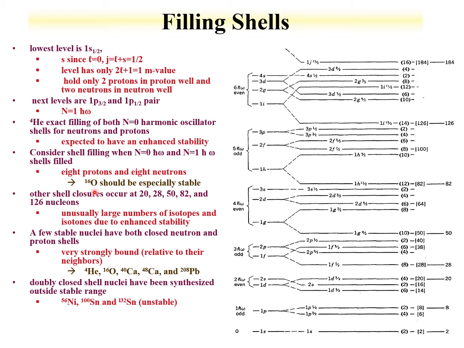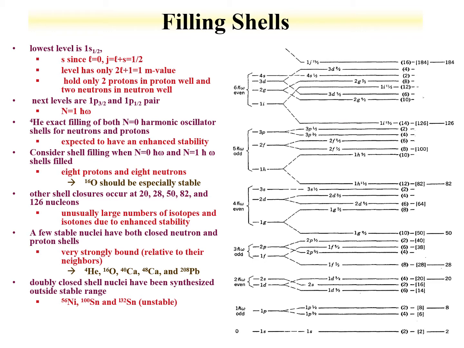So something where I have 8 protons and 8 neutrons, which would describe oxygen-16, should be especially stable from the nuclear component. We see the other shell closures at 20, 28, 50, 82, 126, and then 184. These enhanced abilities from the magic numbers correlate with these gaps in the shells.